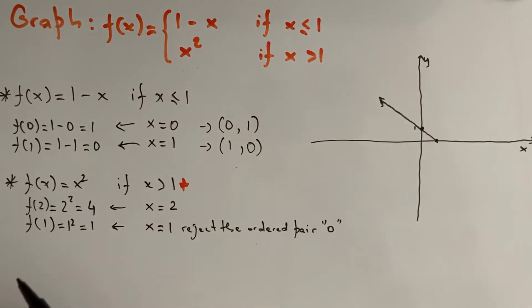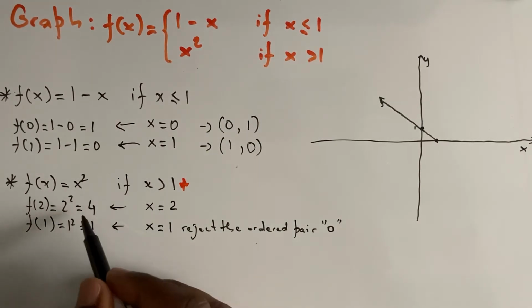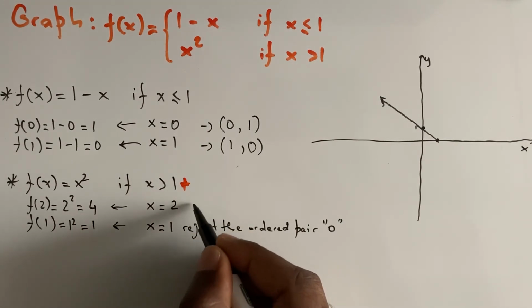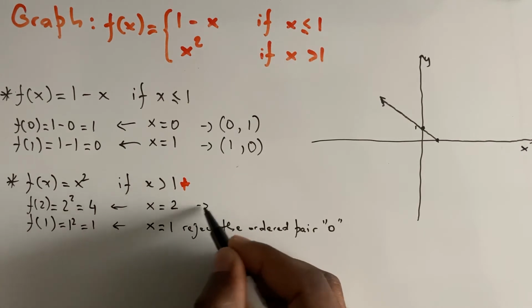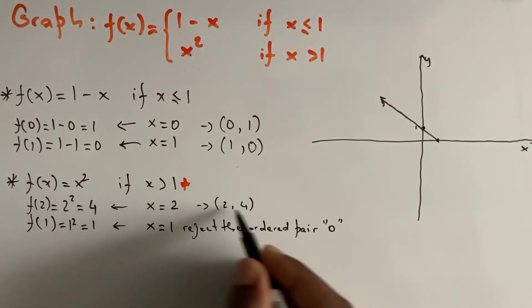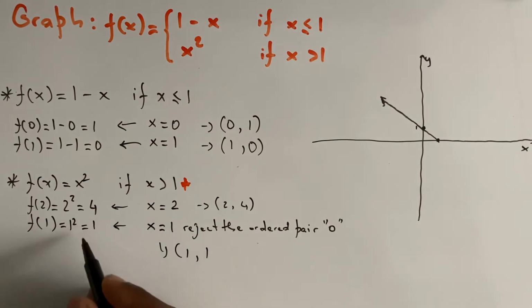Okay, now how about the other piece here, the x squared? This is quadratic. You know, it's a U-shape parabola, right? So let's plot the points. We have the first point, what was it? I didn't put it here, so let me write it here. This would be x. The x value is 2, and the y value is 4. So 2, 4, okay? The second point here is 1, 1, because the x value is 1, y value 1.